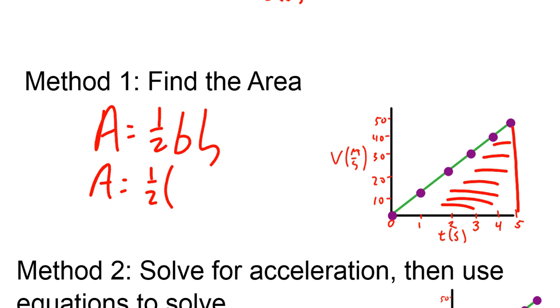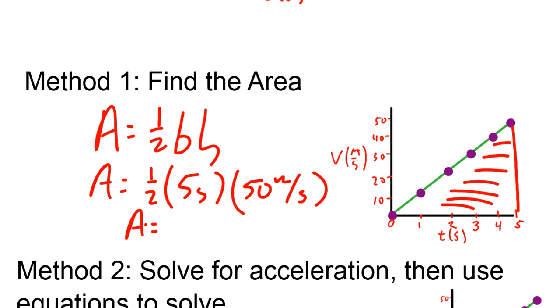The base of the triangle is 5 seconds, and the height of the triangle is 50 meters per second. Taking the area then and doing the math, we get 1/2 of 5 times 50, and we get 125 meters. And so, just simply by taking the area, we find that the object travels 125 meters in 5 seconds.